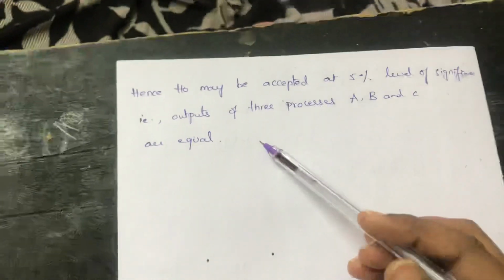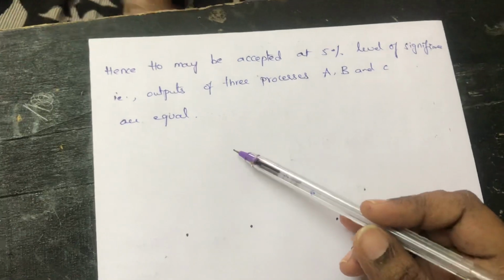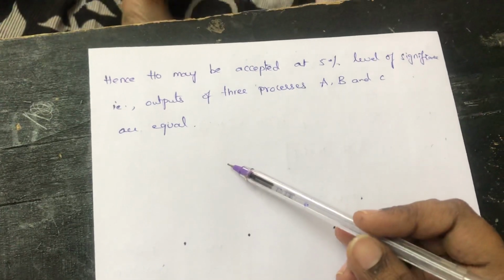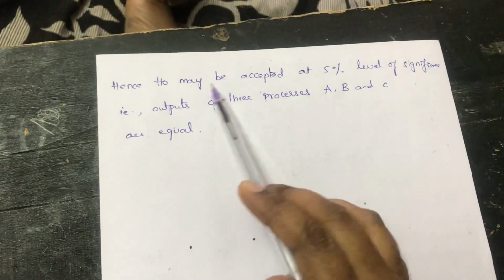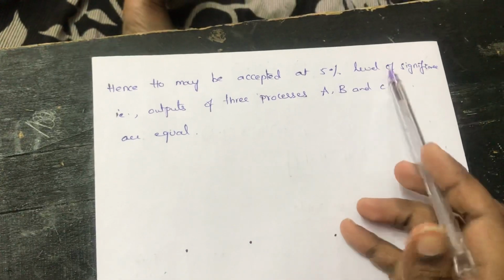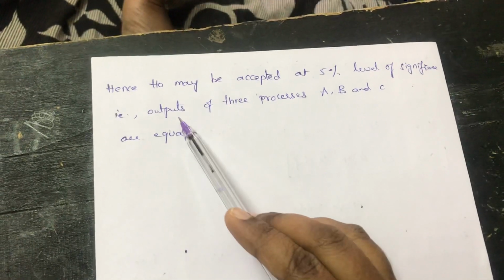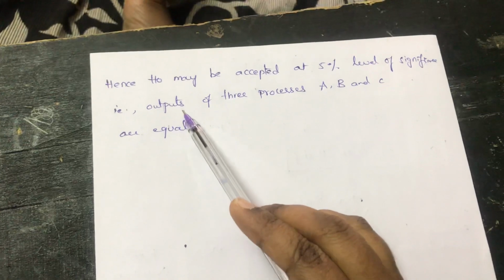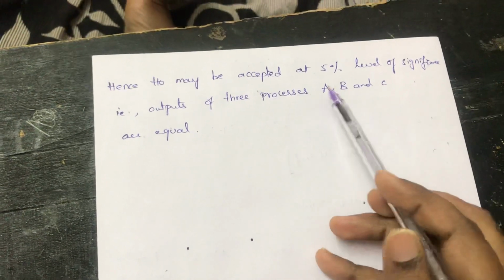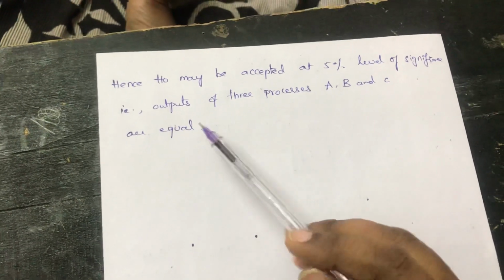So we know that if the calculated value is less than the table value, we have to accept H0. Hence H0 may be accepted at 5% level of significance. That is, the null hypothesis holds: the outputs of the 3 processes A, B and C are all equal.